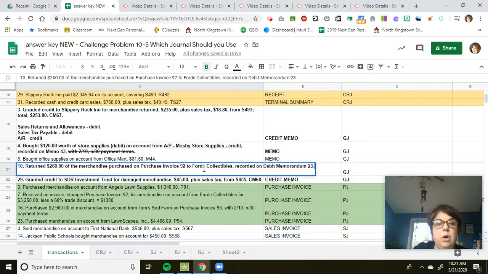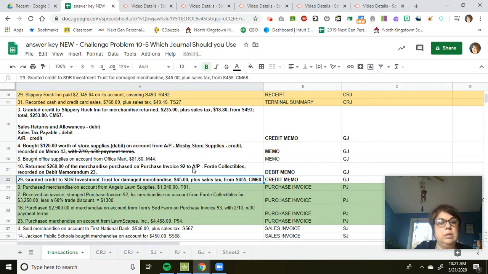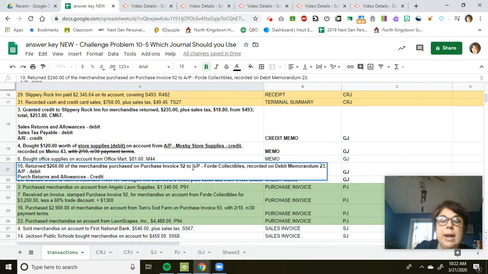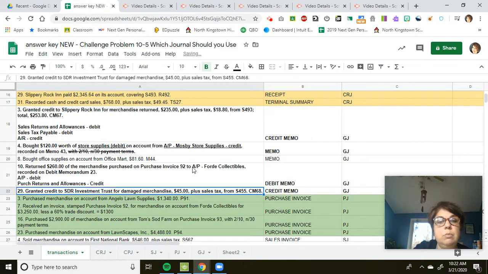I bet you can guess. Ford Collectibles is definitely an accounts payable. So this transaction undoes the purchases journal. Why do I want to know that? Because I want to know how the entry is going to look. Let me come down here and show you. Obviously, accounts payable will be my debit because it's a debit memorandum, and I'm returning merchandise. So purchases, returns, and allowances is going to be my credit. Why? Because at the time I purchased it, purchases was the debit, and purchases, returns, and allowances is the contra account. We would credit purchases, returns, and allowances when we return merchandise.